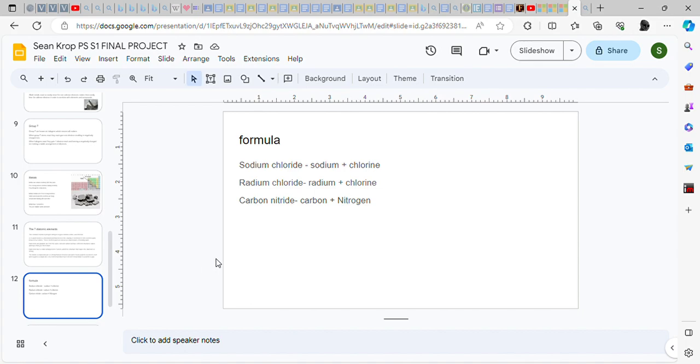Formulas, for example, of compounds: sodium chloride, which is just sodium mixed with chlorine, and radium chloride is just radium and chlorine, and carbon nitride is carbon and nitrogen.